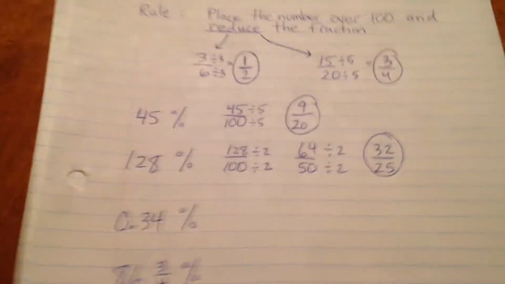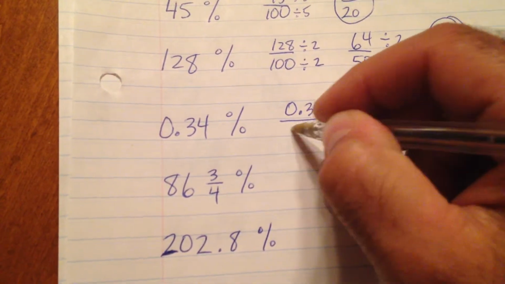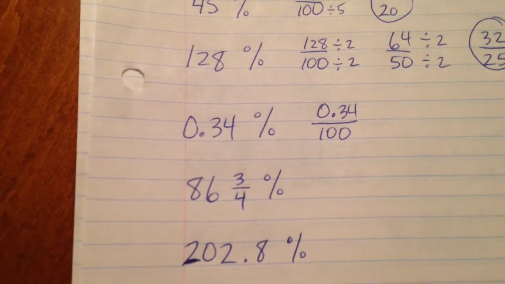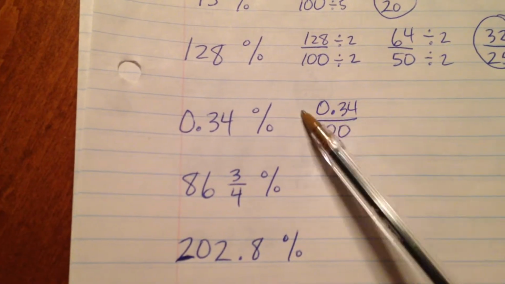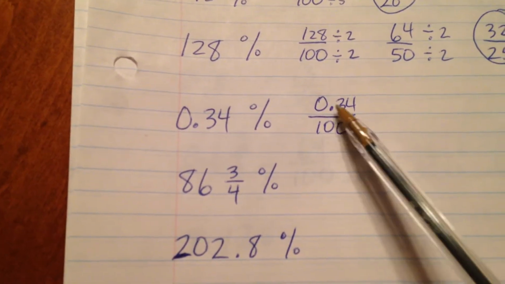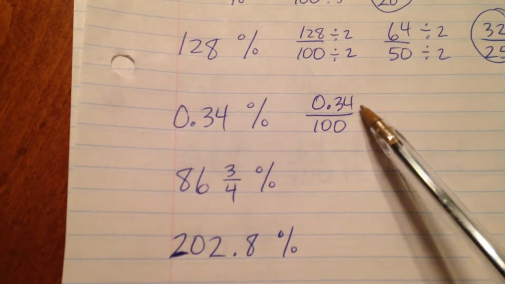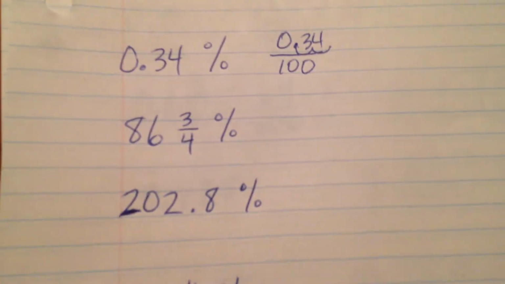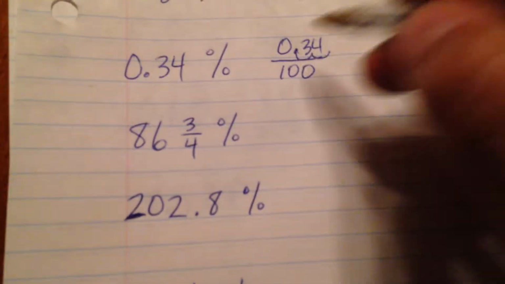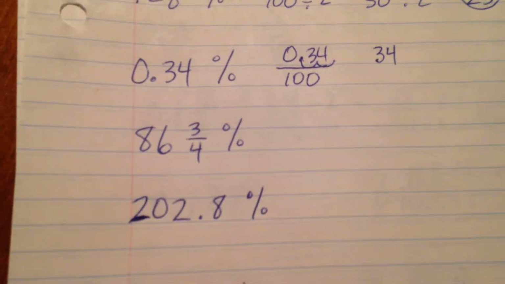Okay, next one's interesting. We have to take this number and place it over 100. So we have 0.34 over 100. Well, that doesn't look right. We don't ever have fractions where the numerator, or the top number, is a decimal. So here's what you do. You have to move that decimal to the far right. Always to the far right. In other words, if I move that decimal to the far right, I'm moving it twice over, as you can see. I have to move it 2 places to the right. So if I do that, this number changes to 34. It's no longer 0.34, it's now 34.